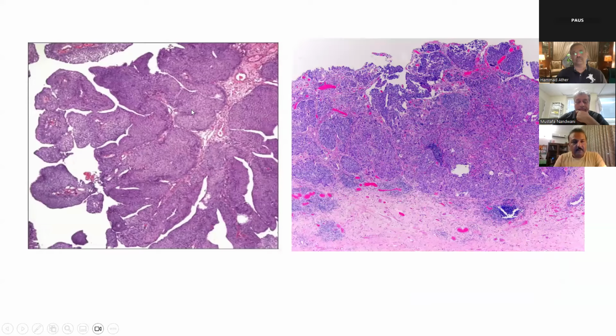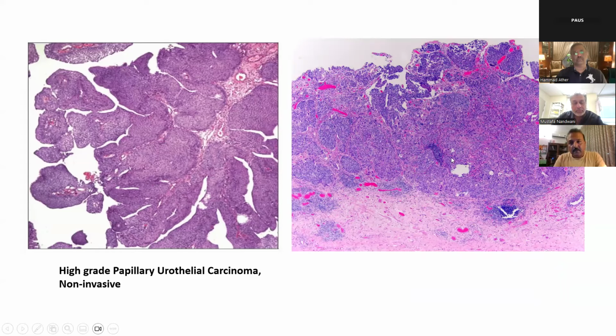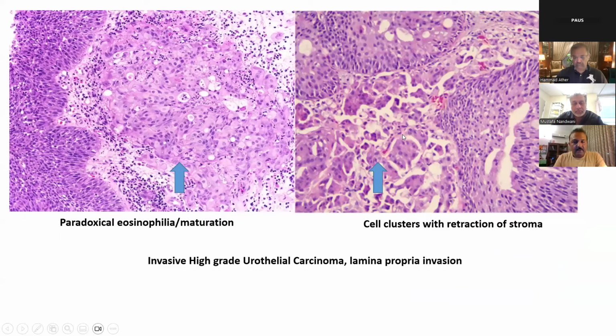So this is the high-grade papillary urothelial cancer. On the left side, this is a non-invasive one. And then we always look for whether there's lamina propria invasion or not, like this example showing the lamina propria invasion. And there are two more examples of lamina propria invasion in a high-grade papillary urothelial carcinoma.